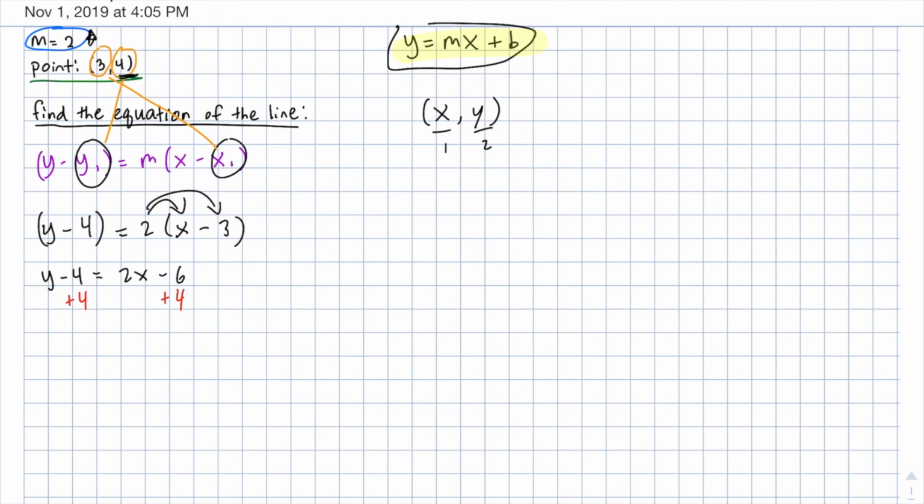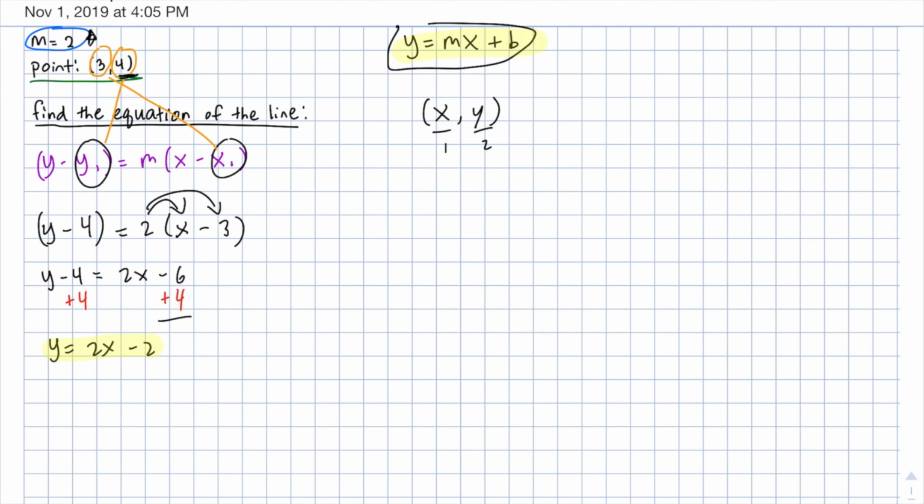Okay, so now we have y equals 2x, negative 6 plus 4 is negative 2. y equals 2x minus 2. And guess what? That's the answer. So ultimately, point-slope form is a really simple way to find the equation of a line. It's much more simple than trying to go up to this equation up here and using the y-intercept, and that turns into a mess. So you can simply use point-slope form, which we already said right here.